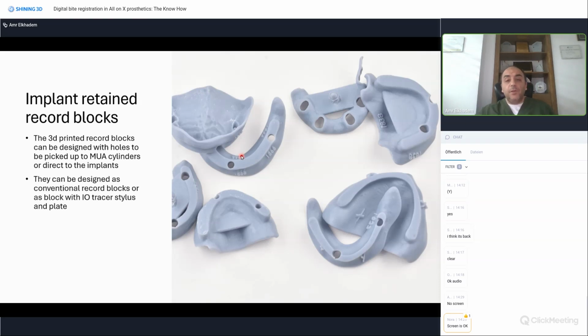When we design the occlusion blocks, we just make some holes opposite to maybe 2 or 3 of the implants in the arch. And before registering the jaw relationship, we are going to attach those using metal cylinders to the implant. So now the occlusion block is a screw-retained one. And we can take the bite conventionally, or maybe use something like a tracer. I'm going to show it to you in a minute now.